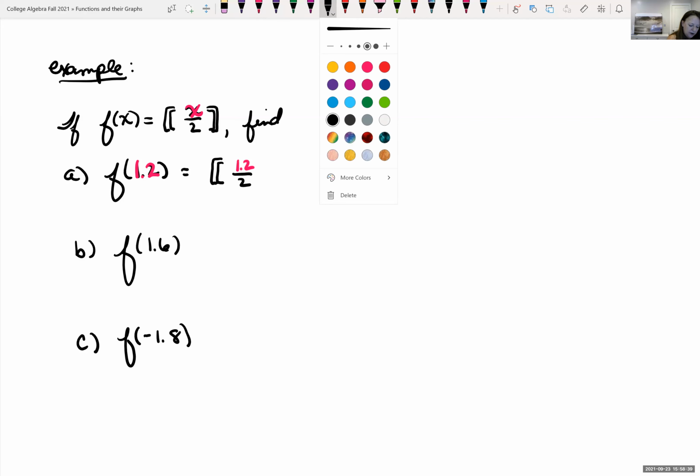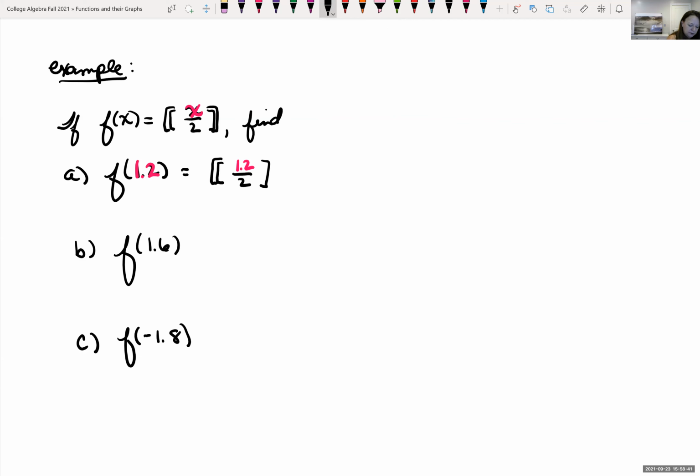Before we take that greatest integer, we're going to simplify, 1.2 divided by 2. Well, 2 goes into 1.2 0.6 times. So 0.6 is not an integer. So I have to go smaller than 0.6, to the biggest integer less than 0.6. And the biggest integer less than 0.6 is 0.